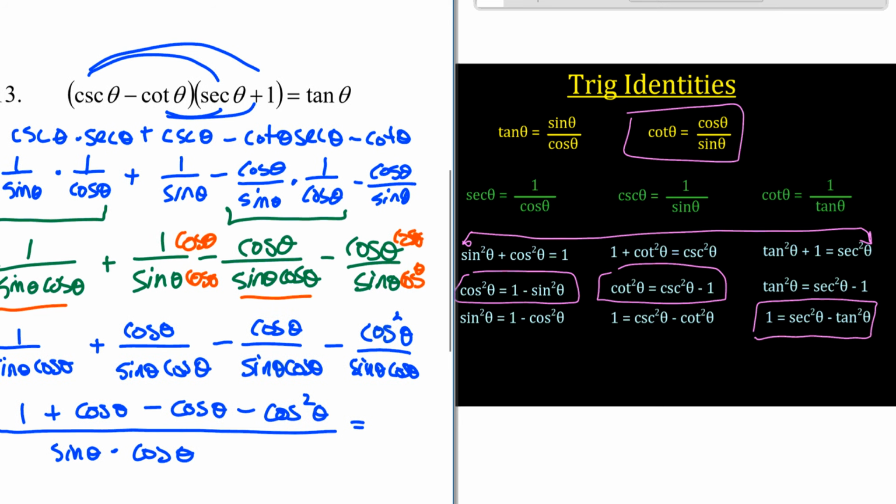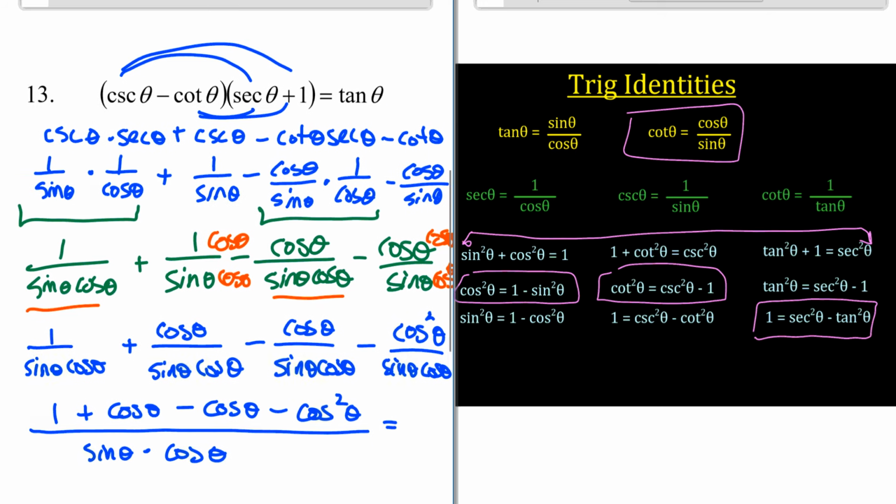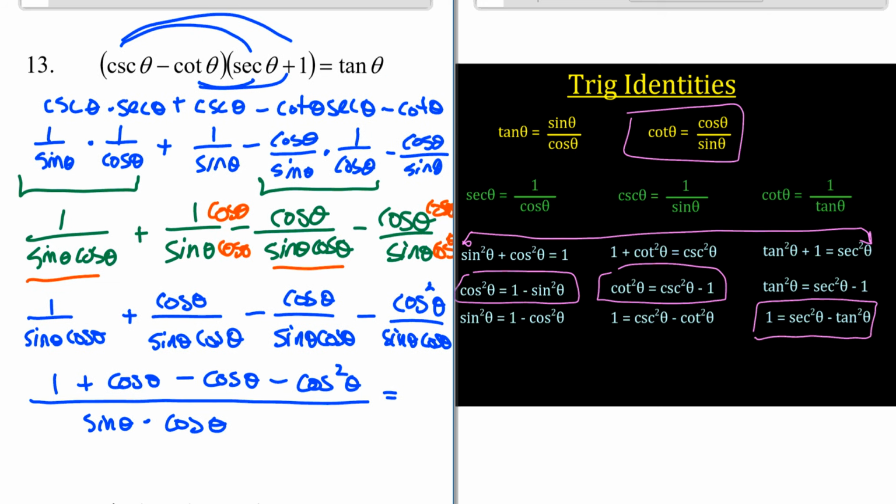I'm forgetting my equals here. Equals. Each of these steps are equal to each other. All right, believe it or not, we're actually pretty darn close to the home stretch. The cosines are going to cancel out because one's positive and one's negative. So what we're going to be left with is 1 minus cosine squared theta over sine theta times cosine theta.